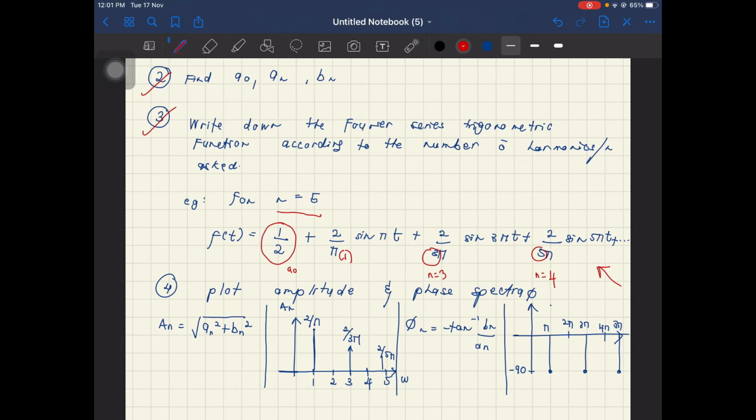And then after that, when you have written everything down, it's time for you to plot the amplitude and phase spectrum. Again, in order for you to plot, you have to find An and also theta n. Okay, so I think that's all for today. Reminder before we can move on to our first example.